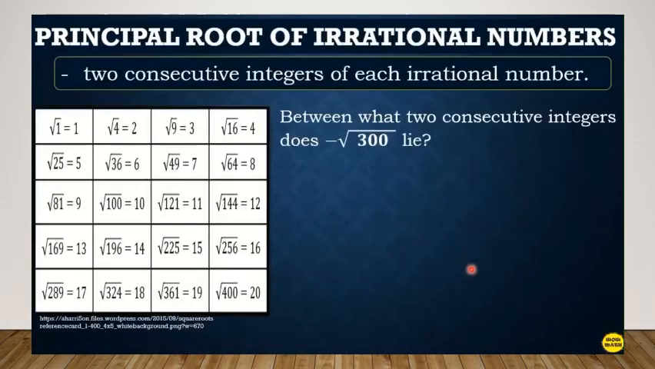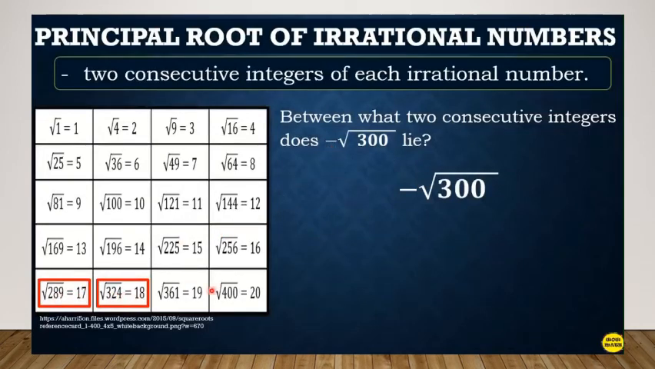Let's have the last example. Between what two consecutive integers does negative square root of 300 lie? So, kunin naman natin yung 300. Nasa gitna siya ng square root of 289 and square root of 324. So, saan natin ilalagay si 324 at 289? Kasi negative ito, ha? So, saan po?